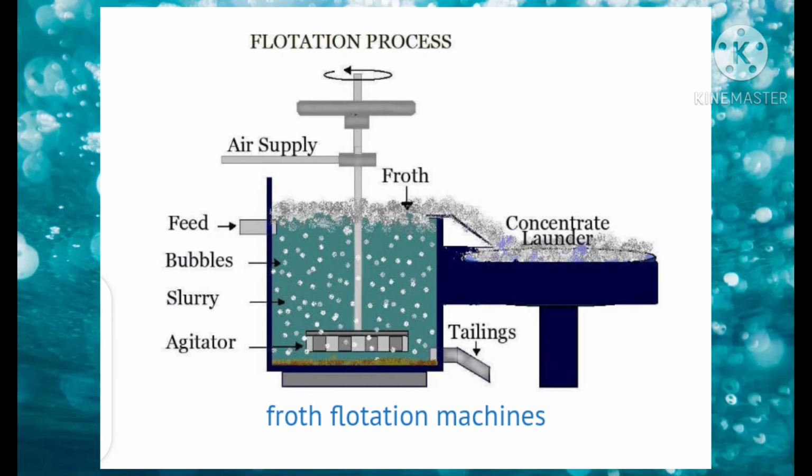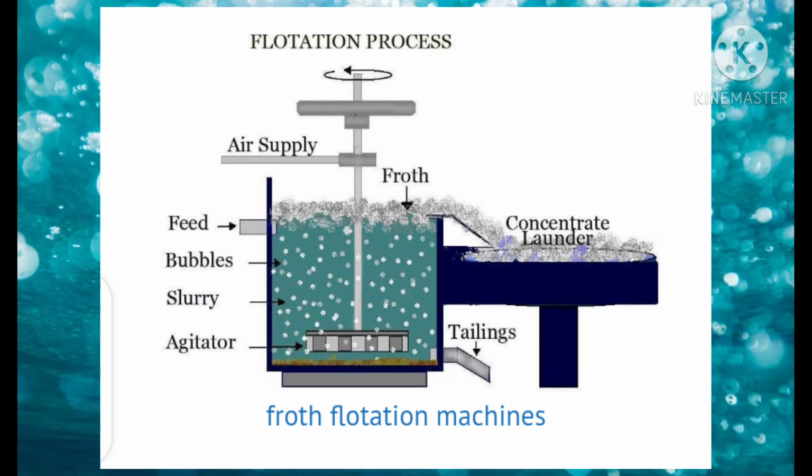Froth flotation machine. In the froth flotation method, the froth flotation machines are used. As shown in the figure, you can see that there is one big tank-like container. Then there is one agitator which is fixed at the center of the container, which can be rotated on its own axis. Then there is one air supplier at the upper surface of the tank. Now what is the process?